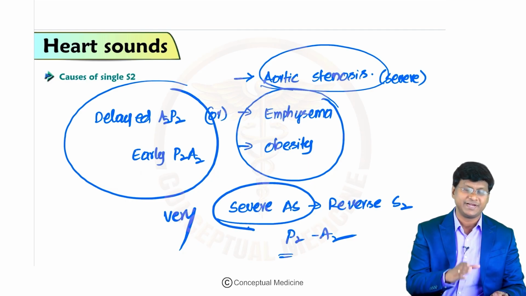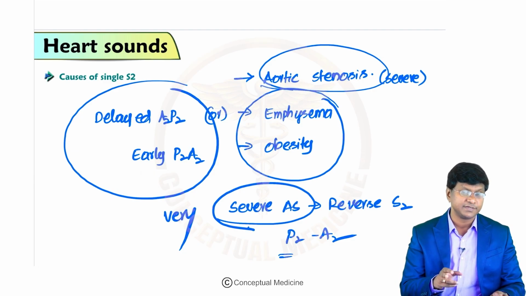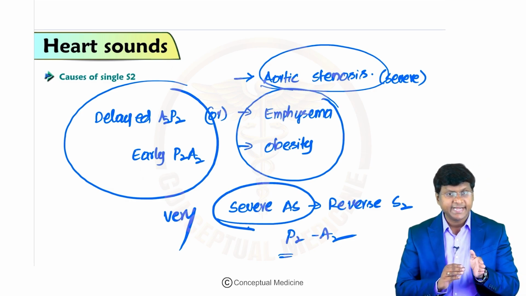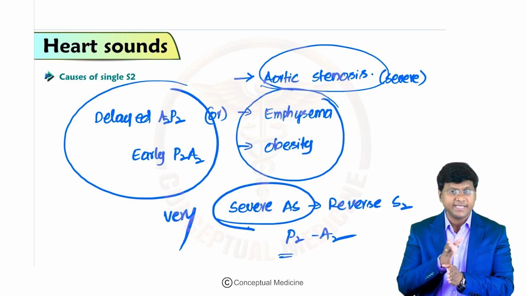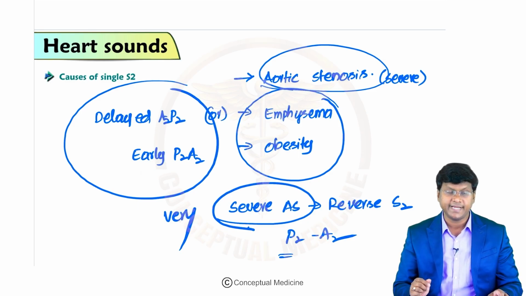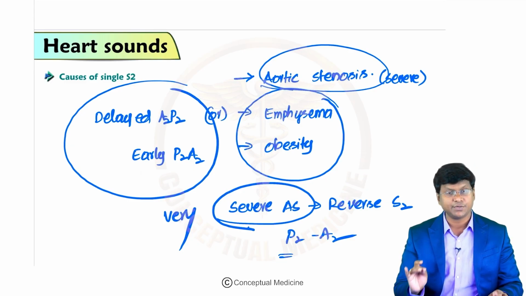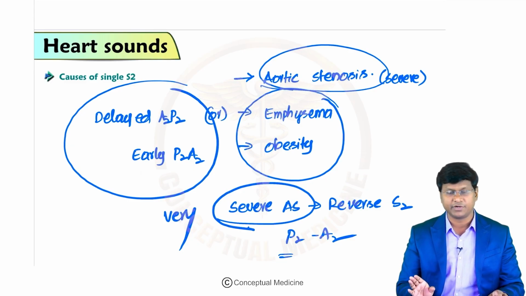Where do you have a wide split? Wide split will be there due to an early A2 and delayed P2. Where do you have a reverse split? Reverse split will be there due to delayed A2 and early P2. That will cause the reverse split. And what are the causes of wide fixed split? That is in ASD, severe pulmonary stenosis and acute right heart failure. And what is the mechanism? I have already discussed that.